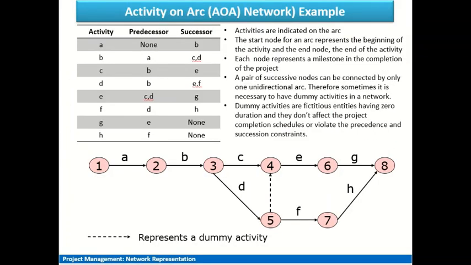So first we begin with an activity on arc diagram. So we take an example. We have the various activities and their predecessors and successors listed out in the table. Based on this table, we'll go ahead with construction of our network.